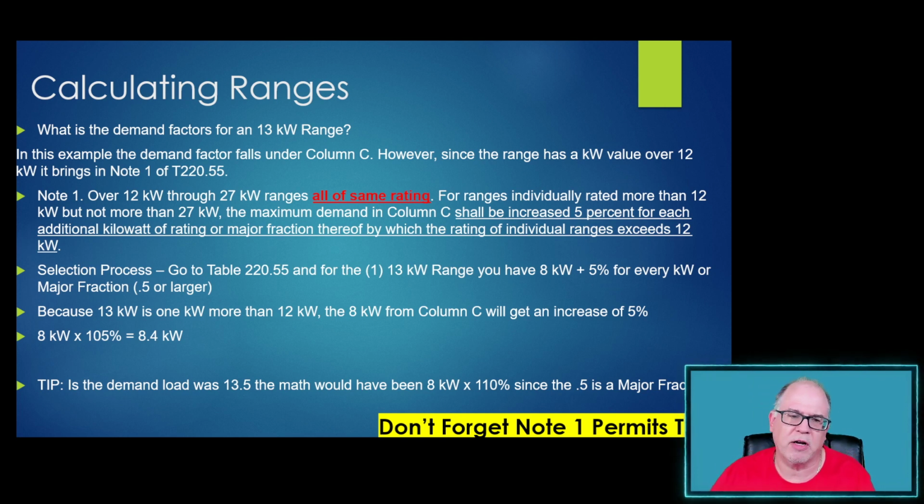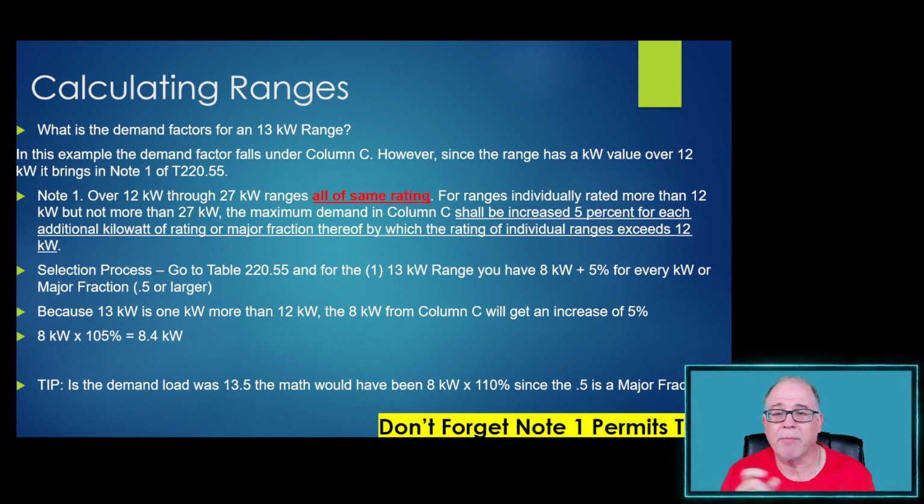The reason I'm using 105 here is because anytime I need to increase a value by a percentage, I can use 100 plus that percentage. If I did 8 kW times 100%, it's 8 kW. But if I did 8 kW times 105%, that's increasing it by 5%. If I do 8 kW times 110%, then that's increasing it by 10%, and so forth and so on. A lot of times it's just as easy to do 8 times 5% and then add that value back to the 8, and that's how you would do it.